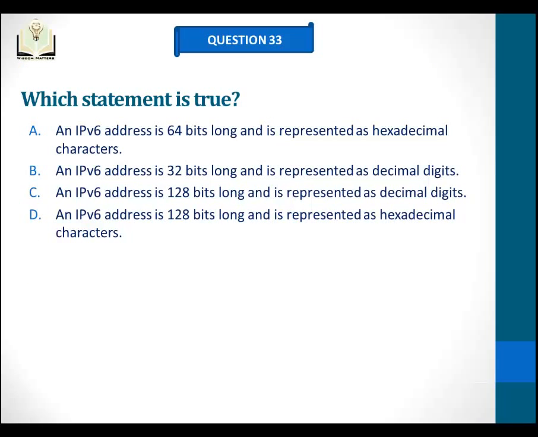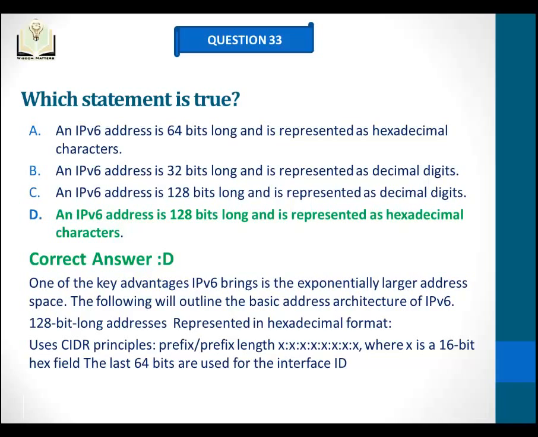Which statement is true? A. An IPv6 address is 64 bits long and is represented as hexadecimal characters. B. An IPv6 address is 32 bits long and is represented as decimal digits. C. An IPv6 address is 128 bits long and is represented as decimal digits. D. An IPv6 address is 128 bits long and is represented as hexadecimal characters. And the answer is D. The IPv6 address is 128 bits long and it includes hexadecimal characters.